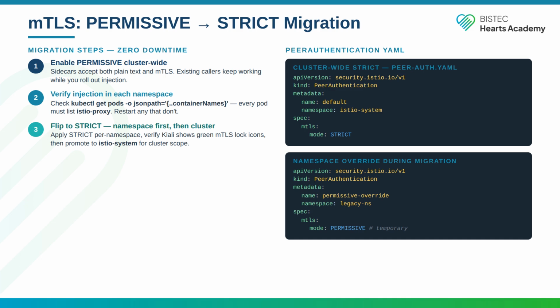If a legacy namespace can't be migrated immediately, you can keep it in permissive with a namespace-scoped override. This is a temporary measure. Document it and revisit. If you flip a namespace to strict while one of its pods still lacks a sidecar, every call to and from that pod returns 503. The mTLS handshake fails because the pod can't present a certificate.